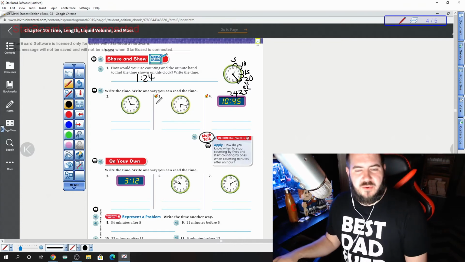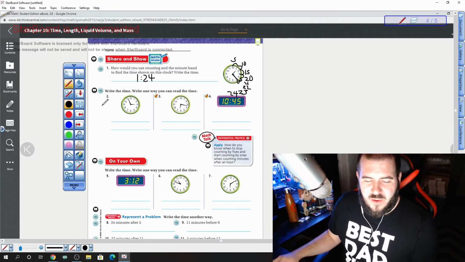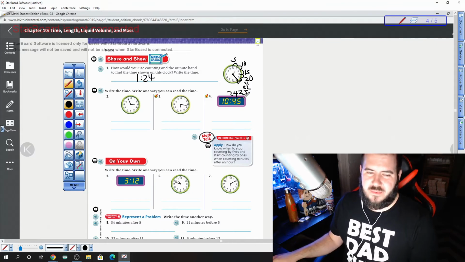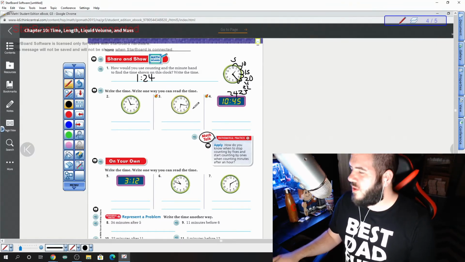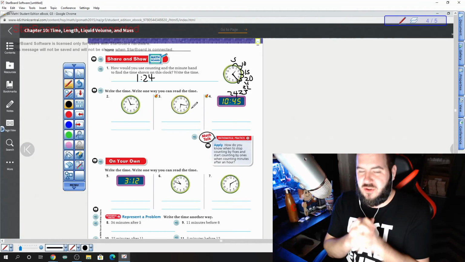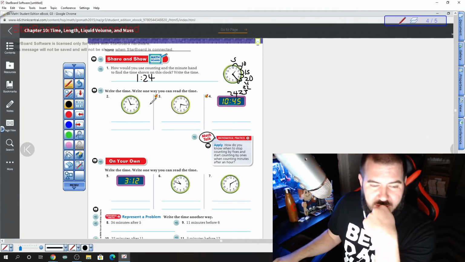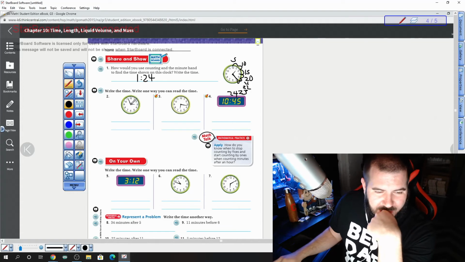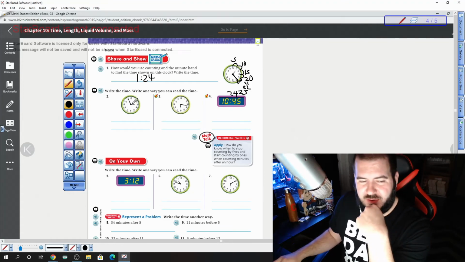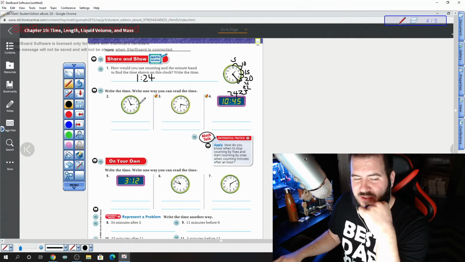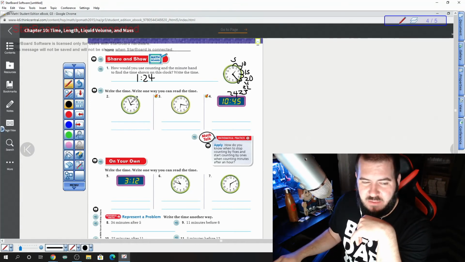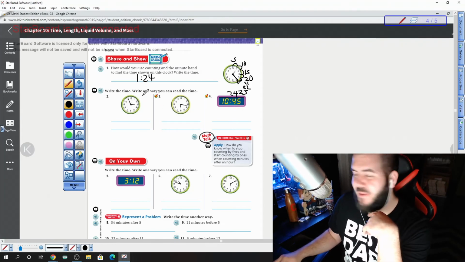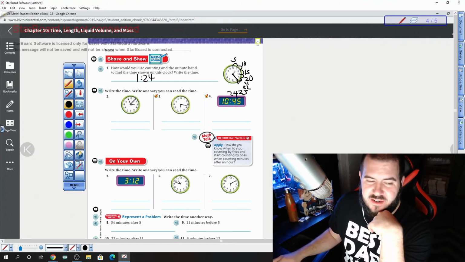Number 2, 3, and 4. Write the time. Write one way you can read the time. Okay? So what we're going to do here is we're going to write the time 2 ways. That's all I want you to do. Okay? So for number 2, I'm noticing that my hour hand is almost to the 3. And I know it's not at the 3 yet, because if it was at the 3, then my minute hand would have to be on the 12, and it's not. Okay? So I know it's really close to the 3, but it's not there yet because my minute hand is not to the 12 yet. Okay? This is a good one where we would want to count backwards, guys.